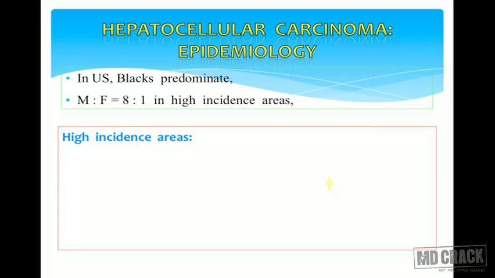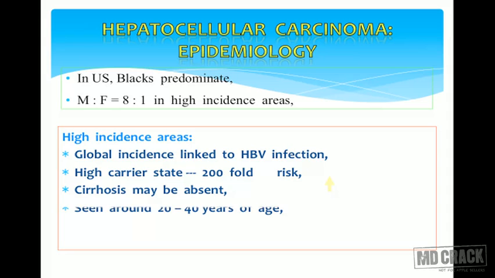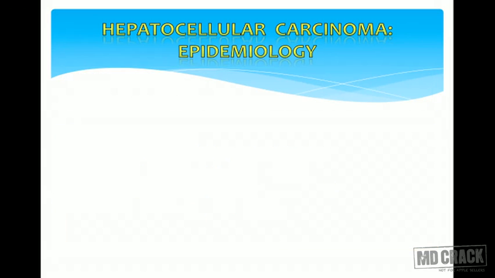It is very, very commonly seen in males. US blacks predominate, with a very high incidence in males. This is indirectly related to the incidence of hepatitis B virus infection, because that is said to be one of the important risk factors for hepatocellular carcinoma. A high carrier state carries an almost 200-fold increased risk of developing hepatocellular carcinoma. Cirrhosis may or may not be there in most of the cases. It is seen around 20 to 40 years of age.